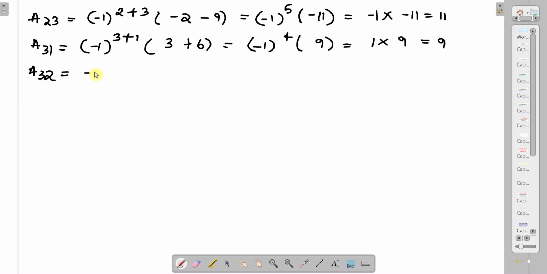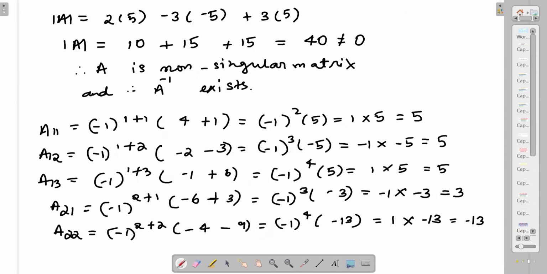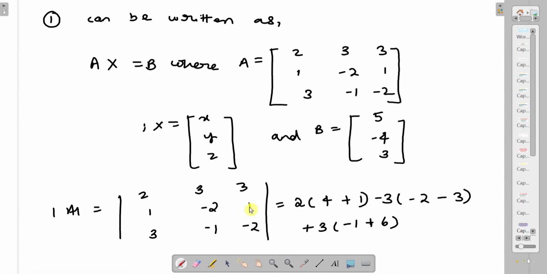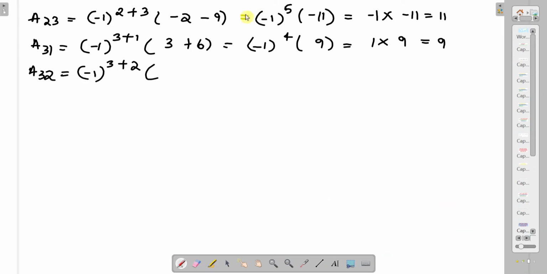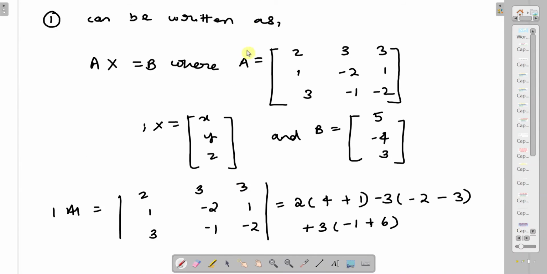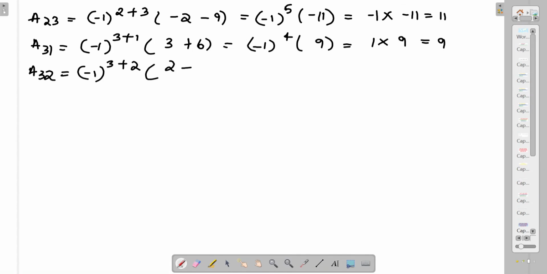Now A32, so minus 1 raised to 3 plus 2, so third row and second column we have to hide, 1 times 2 is 2, minus 1 times 3 is 3, so minus 3, which is equal to minus 1 raised to 5 times minus 1, that is nothing but minus 1 times minus 1, which is 1.